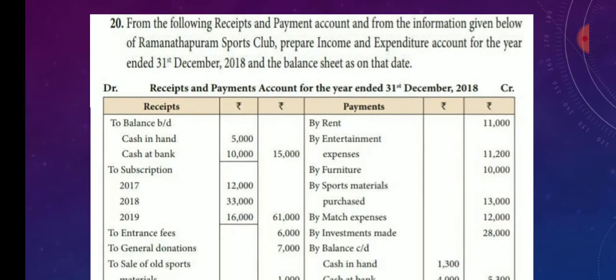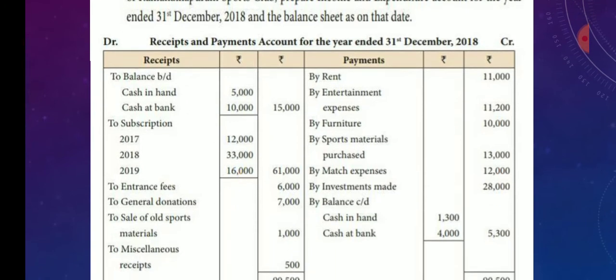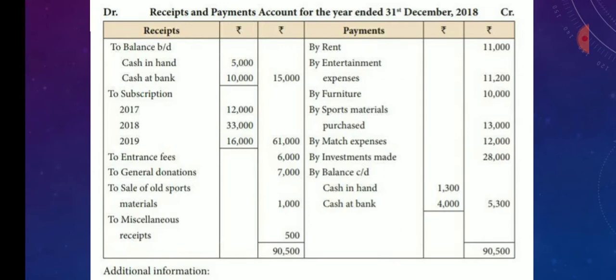So debit side: to balance brought down, opening cash in hand and cash at bank 5,000, 10,000, totally 15,000. To subscription 2017 12,000, 2018 33,000, 2019 16,000, totally 61,000. To entrance fees 6,000, to general donation 7,000, to sale of old sports materials 1,000, to miscellaneous receipts 500.